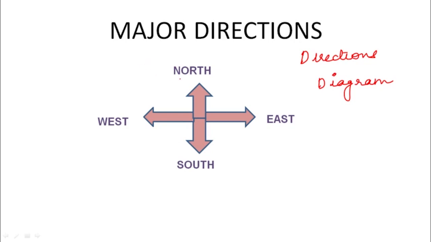So the 4 major directions are north, south, east and west. So you can memorize it like this. In the clockwise direction, when you write the directions, it will be N-E-S-W. See, not news, N-E-S-W. N, first N comes, then E comes, then S comes and then W comes in the clockwise direction. These major directions are also called as cardinal directions.